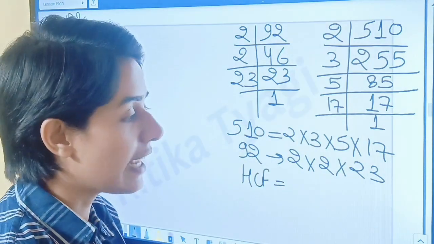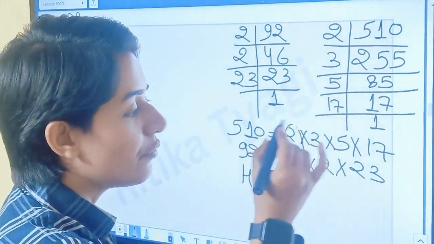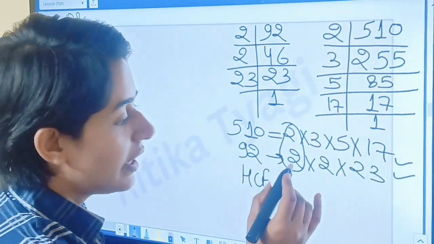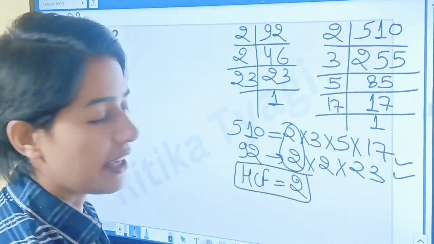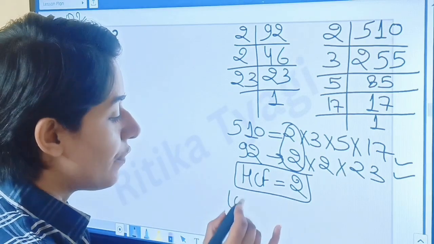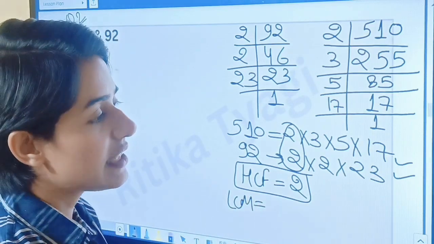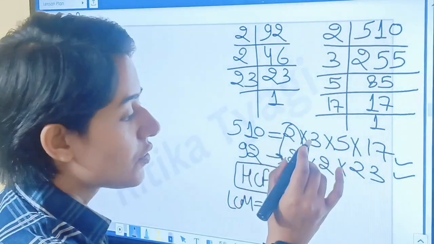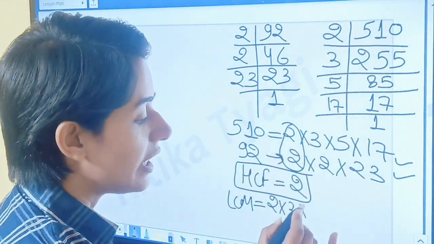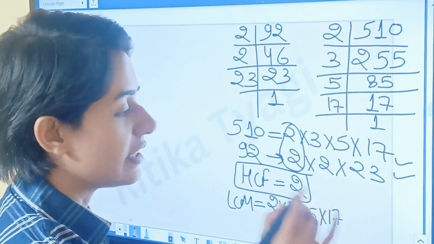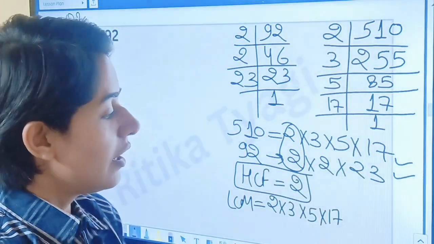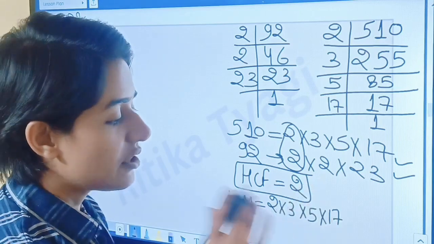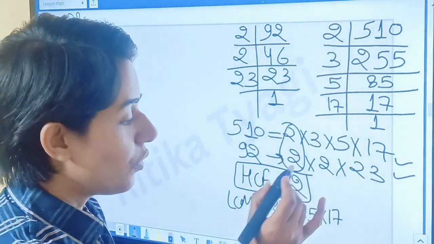So for finding the SCF, we have to choose the number which is common in the factors of the two numbers. Here 2 is common, so 2 is the SCF. Now we have to find the LCM. For finding the LCM, we have to write the factors of any given number. So here we write 2 multiply 3 multiply 5 multiply 17, that is the factors of 510. Now in the factors of 92, we have to choose that number which is not included here. So 2 is present here.